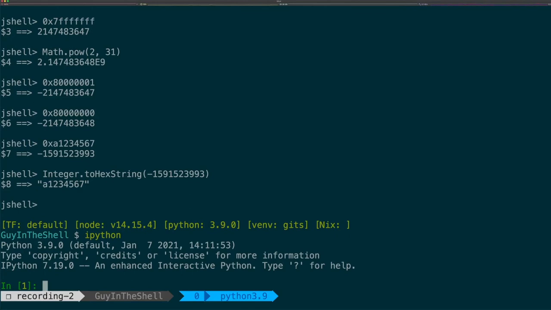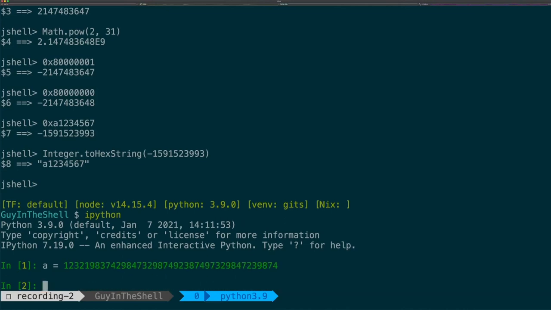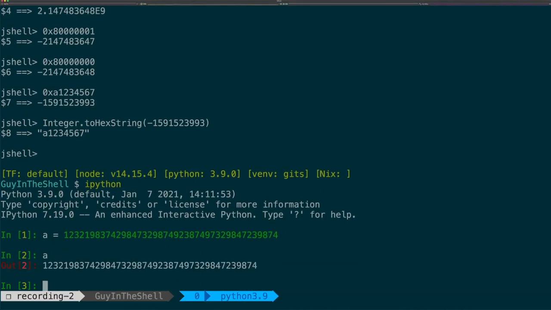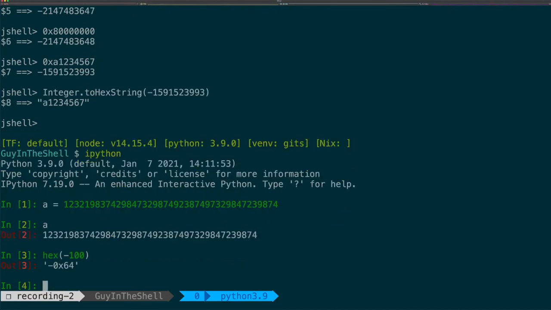So Python does not constrain itself with bytes, 32 bits or 64 bits to store numbers. It can store arbitrarily long integers. So if you ask for the hexadecimal representation of, say, minus 100, you'll get the hexadecimal representation of 100 preceded by a minus, and that's not what we are looking for.